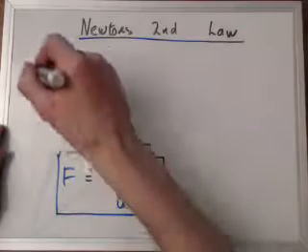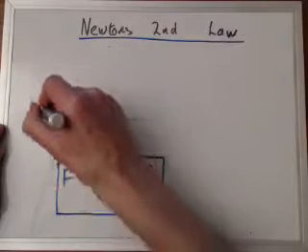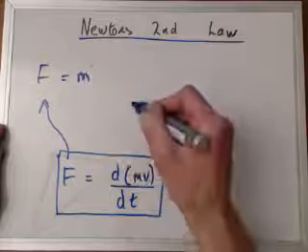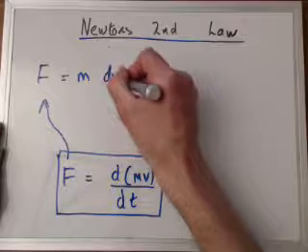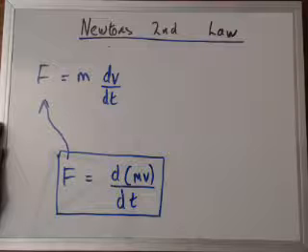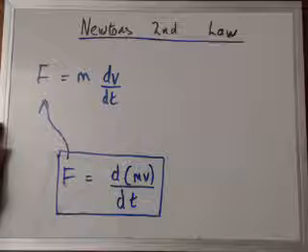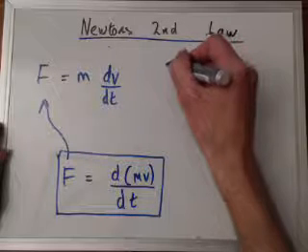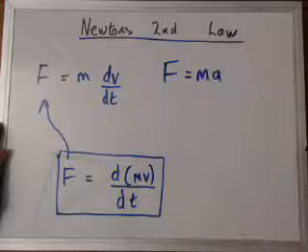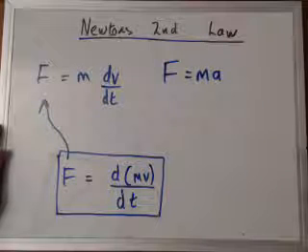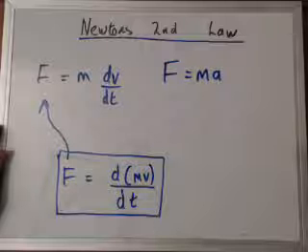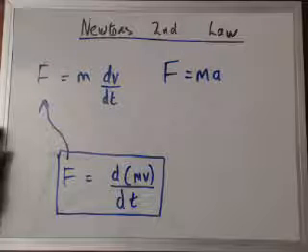So from here, we can get force equals, we take the mass out, it's a constant, m dv by dt. Now dv by dt, the rate of change in velocity with respect to time, is simply acceleration. So that gives us force is equal to mass times acceleration, which is a very popular and commonly used version of the second law.